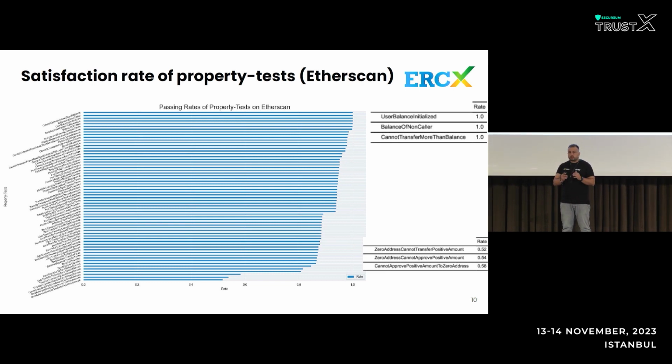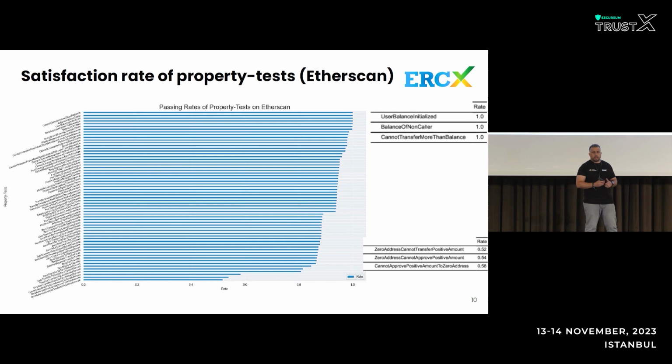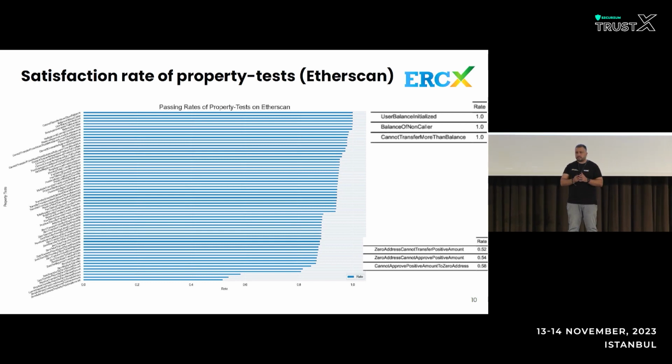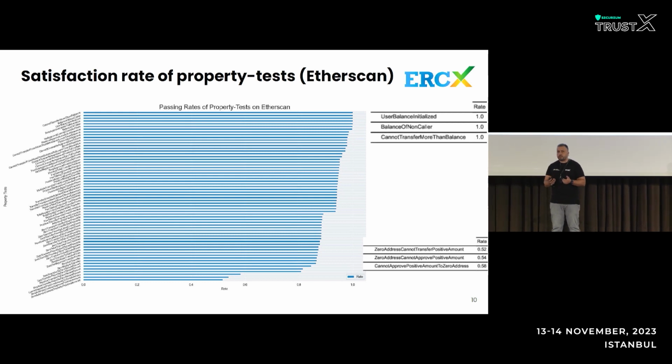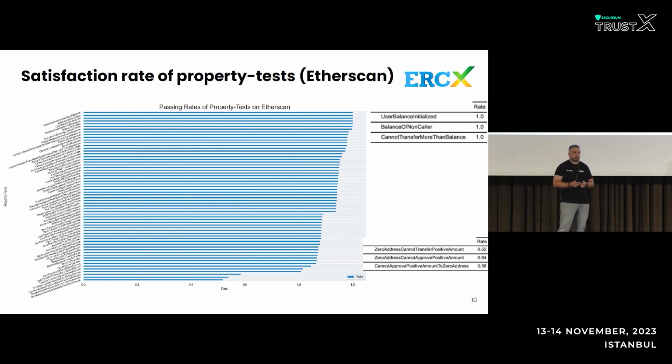So for instance, here you have the distribution of passing rates from our test suite, from a selection of tests. And you can see at the top that there are some tests that pass on all tokens, such as the test involving the initialization of the user balance, or whether you can check the balance of any address, or that you cannot transfer more than your own balance. This is expected because these will be the first properties you would think of when implementing an ERC-20 token.